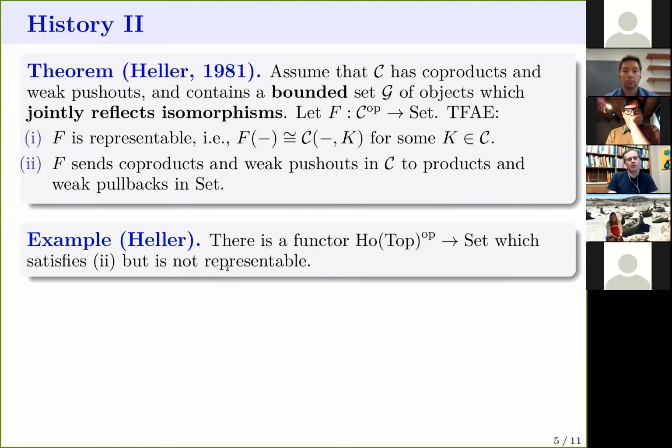Okay, so at this point, once you've seen this example, you realize that the category of spaces must fail some of the hypotheses here, at least one of the hypotheses.